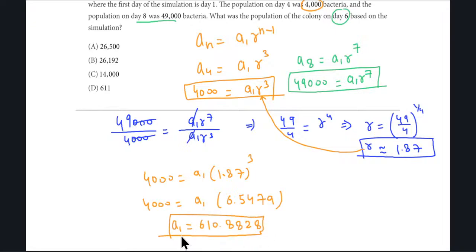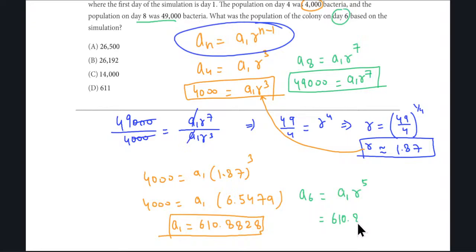Okay, I'm looking for the population on day 6, so when n is 6. I'm just going to sub that in over here. A6 will be equal to A1 times R to the 6 minus 1. 6 minus 1 is just 5, right? So the answer is 610.8828 times R to the 5, where R is 1.87 to the 5. 1.87 to the 5 comes to 13969 something. I think the best choice will be C because that's the closest match. So that's how we do this question.